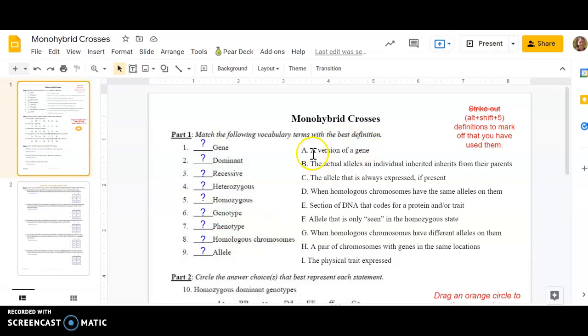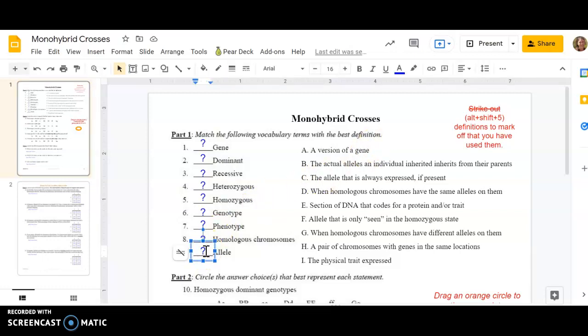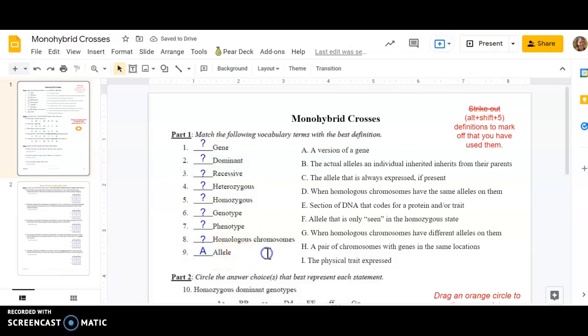So if we start with the first definition, a version of a gene, well, I know that there's multiple options or versions for genes, and those are called alleles. And that's because I did my lesson 5.1, so it's stuck in my memory. All right, so we would put A for allele there, so A goes down with that.